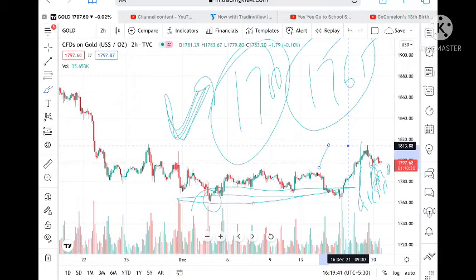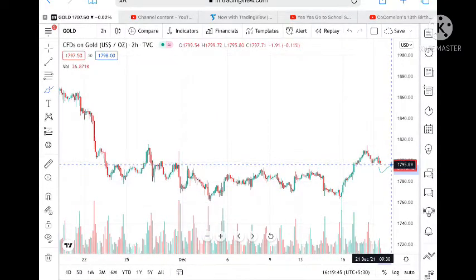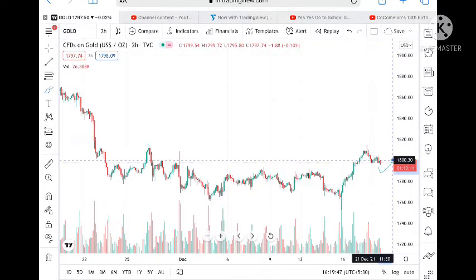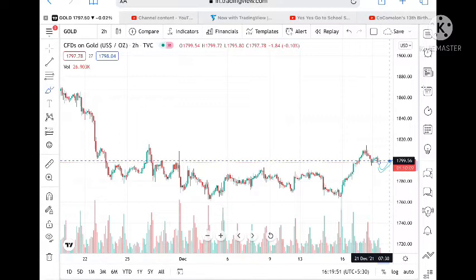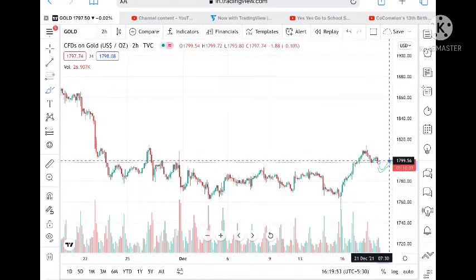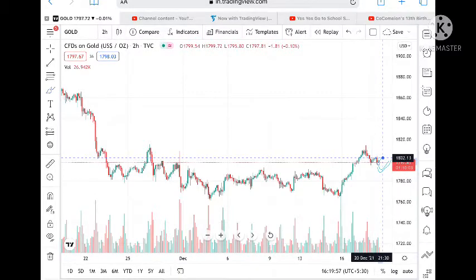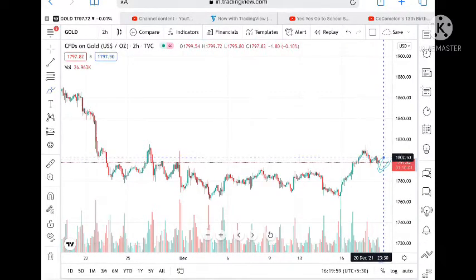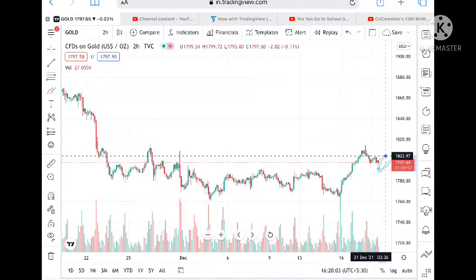Okay, suppose the gold price sustains this level, then we can see it can go further and touch a level of 1799.56. Okay, and if the price sustains above this level, then we can see it can go further upside to a level of 1802, and from there if it goes above this level, then we can see it can go and touch a level of 1803.97.